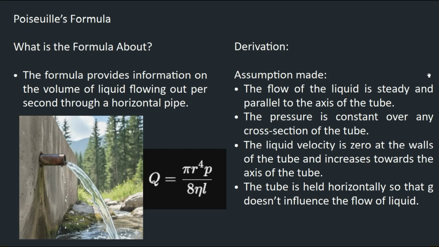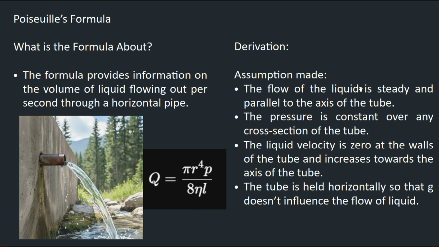So using all the things that we have learned, we are looking at something called Poiseuille's formula. So what is the formula about? The formula provides information on the volume of liquid flowing out per second through a horizontal pipe. Okay, so you have a horizontal pipe. The rate at which a liquid flows out, we can figure out with the help of Poiseuille's formula.